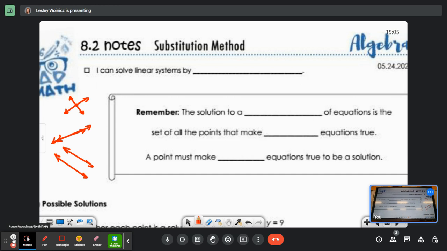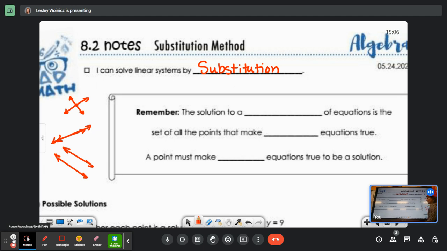Okay. So today, instead of solving graphically, we're going to solve systems by a method called substitution. And this is an algebraic method. We're basically going to turn one of these crazy looking systems into a really easy Unit 1 problem that we could solve at the beginning of the year.